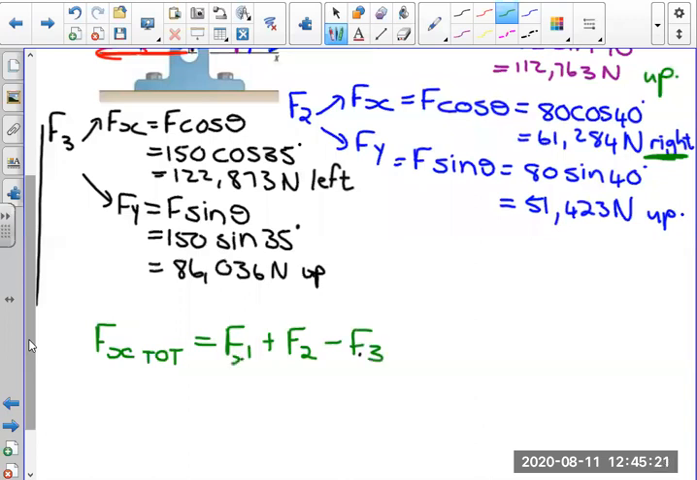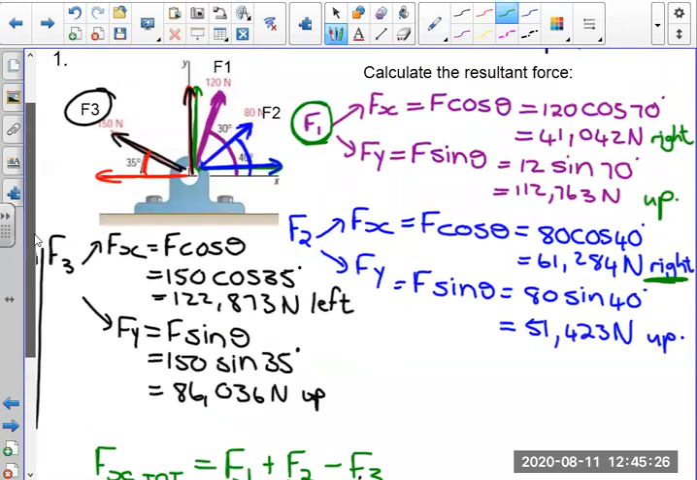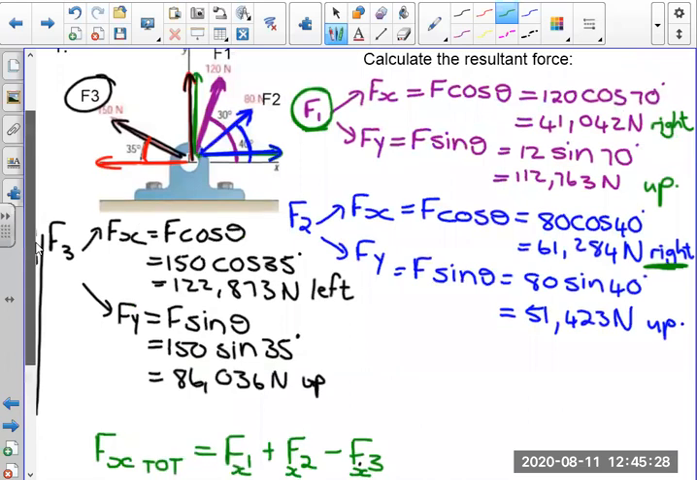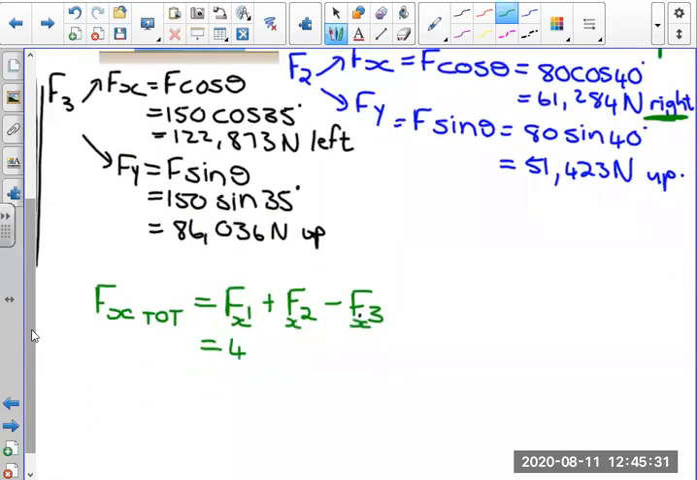That is the x's of each one. Okay. So when we look at F1, the answer is 41,042. So I substitute in 41,042 plus F2's x component, which is 61,284, and then minus 122,873. Okay, so this is actually all the x's adding together, but if it goes in the opposite direction, I show it by using a minus.